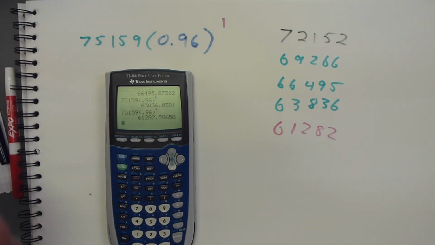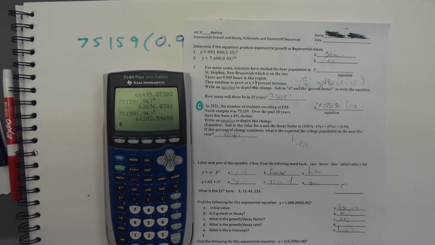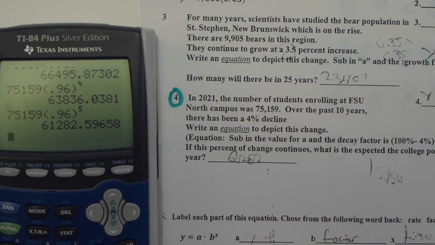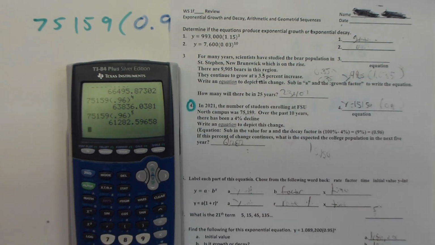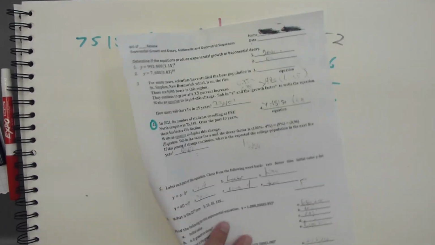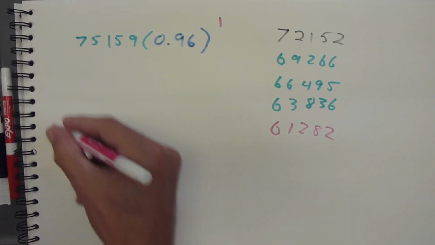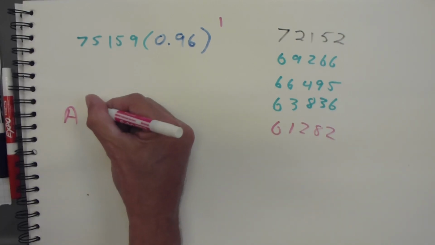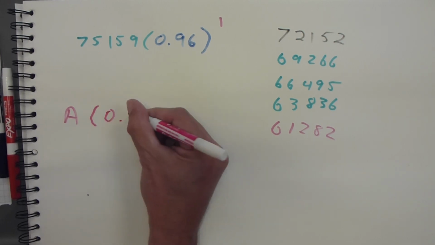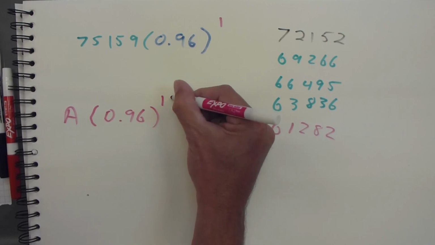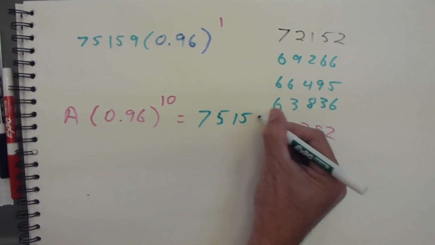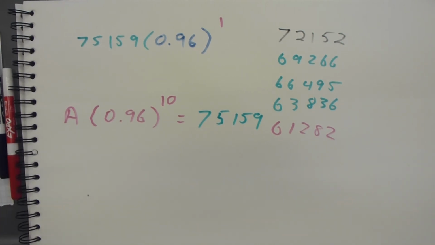However, this is not what it asks. It says we want to write an equation for the situation where over the past 10 years there's been a 4% decline, and we end up with 75,159 students. All right, so what we're actually solving for is A. So what I want is to know how many students there were 10 years before that, in 2011. So I take A, and I know that my rate is 0.96. I take that over 10 years, and then I want to end up at 75,159. So that would be the equation that represents the situation.